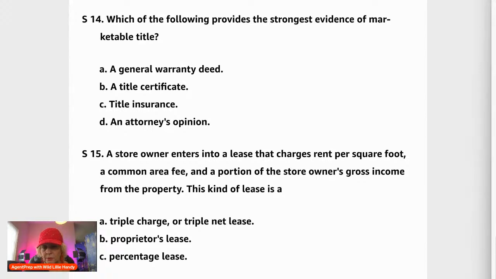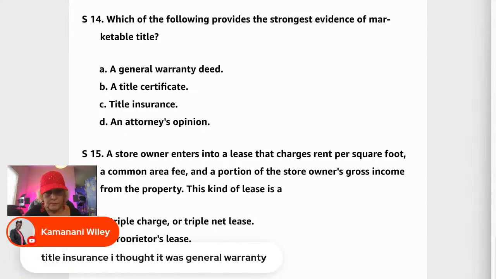Title is, let's see. Kamanani says, title insurance, I thought it was general warranty. No. Two separate things, okay? Two separate things. Title insurance, remember, it's the chronological order of ownership. Okay, and that's the evidence that someone can market that property.